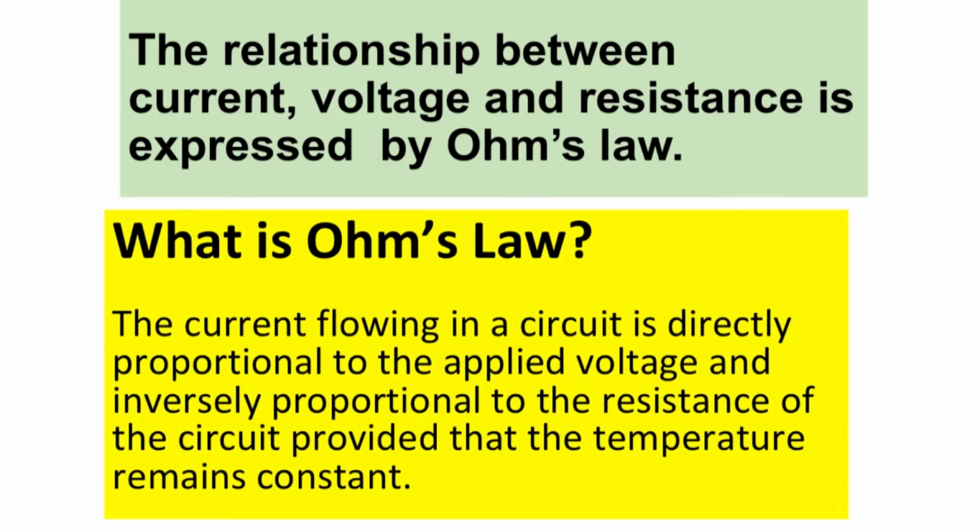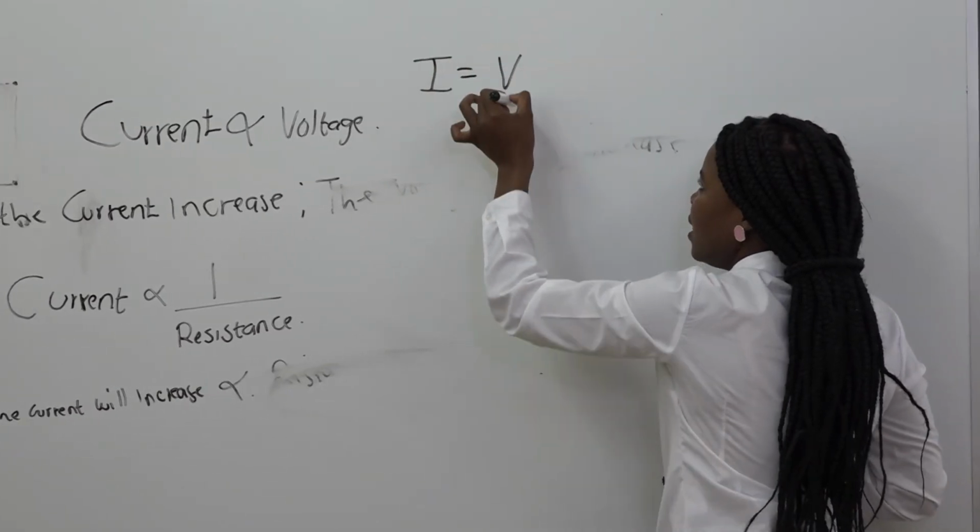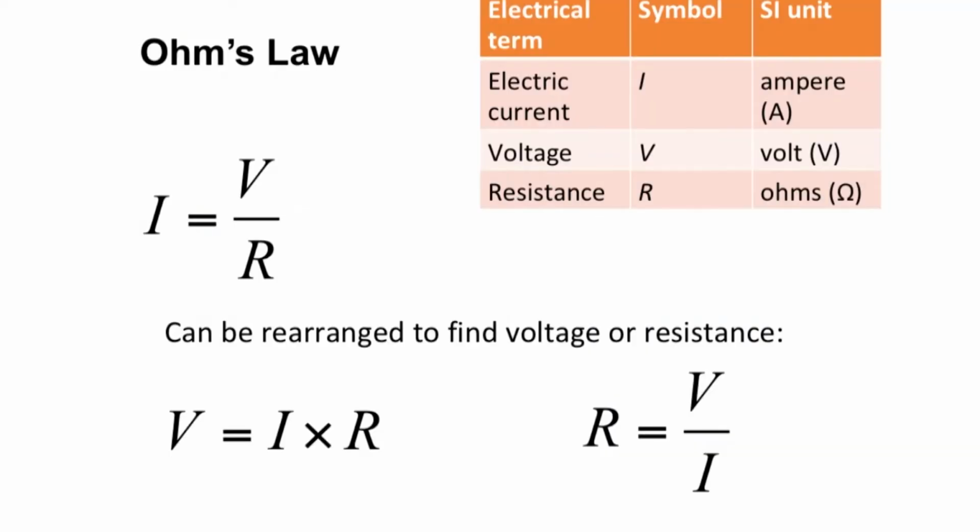And in Ohm's law, it can also be mathematically expressed by saying I is equal to V all over R, where I is the symbol for electric current, and it's measured in amps. V is our voltage, also measured in volts. And lastly, R is the symbol for resistance, and it's measured in ohms.